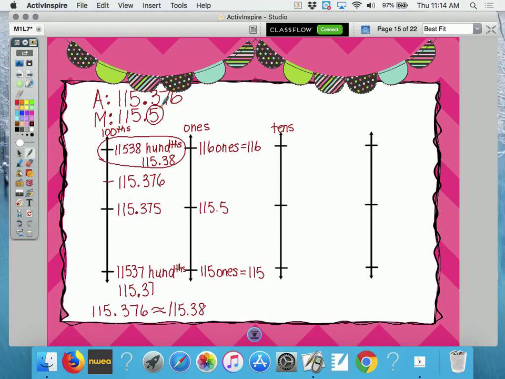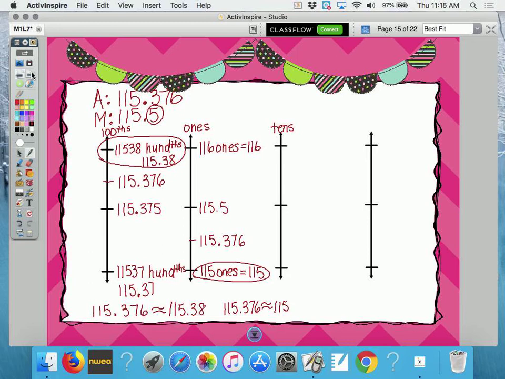If the midpoint's larger, you write it below it. Good. 376. And my answer this time, so 115.376 rounds to what? To 160. 150, because I wrote it below. Right? Okay. So we have one more place value, the tens.